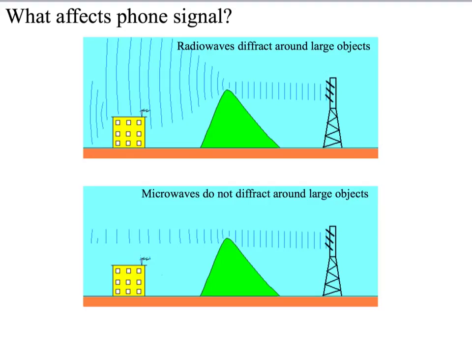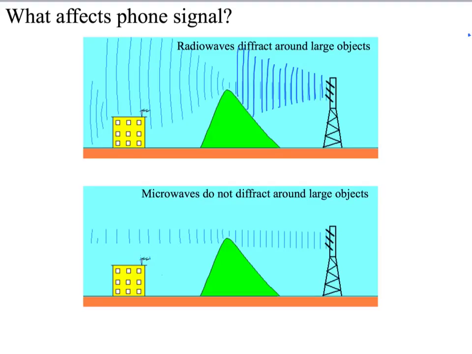Now, if you remember, diffraction means waves spreading out as they pass through a gap. So let's take a look at this top diagram. Now, in this example, we're sending radio waves. So we've got a radio transmitter over here. This could be sending TV signals or radio signals. And we can see the radio wave diffracting as it travels from the transmitter. So the wave is spreading out as soon as it leaves the transmitter.